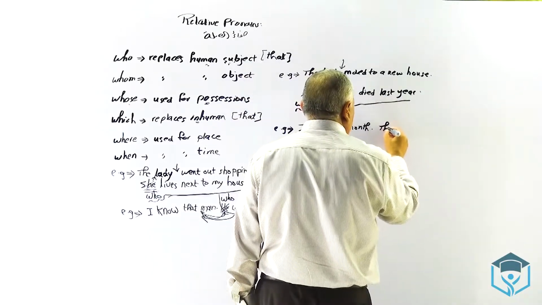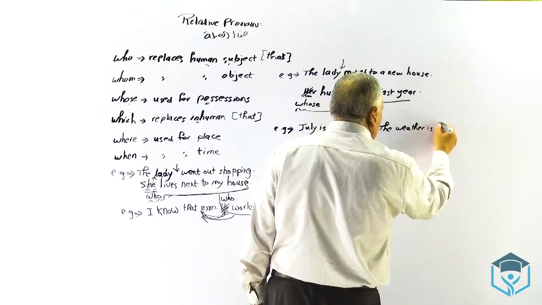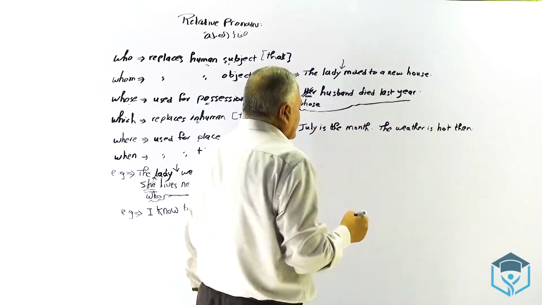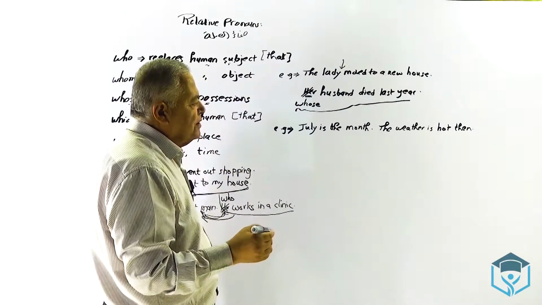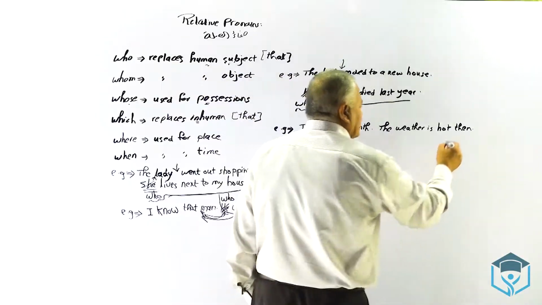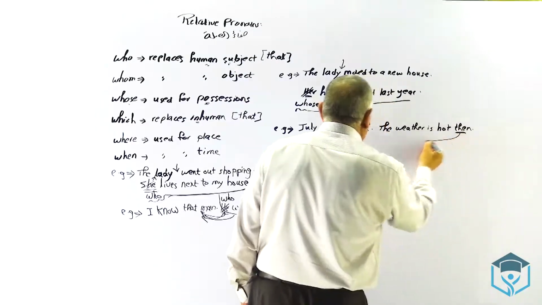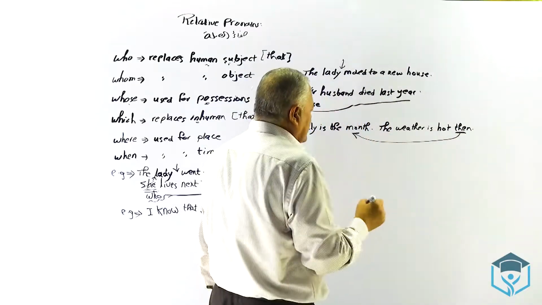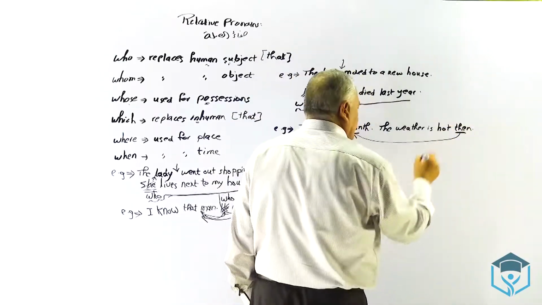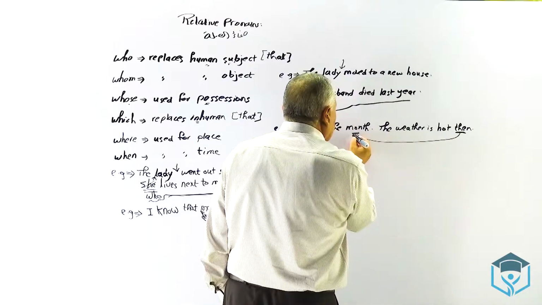The weather is hot. Then. July is the month. The weather is hot. Then. This word, then, is a time word. Then refers to what? It refers to the month. July is the month. The weather is hot then. In July, in that month. So then here is a time word that refers to the month.